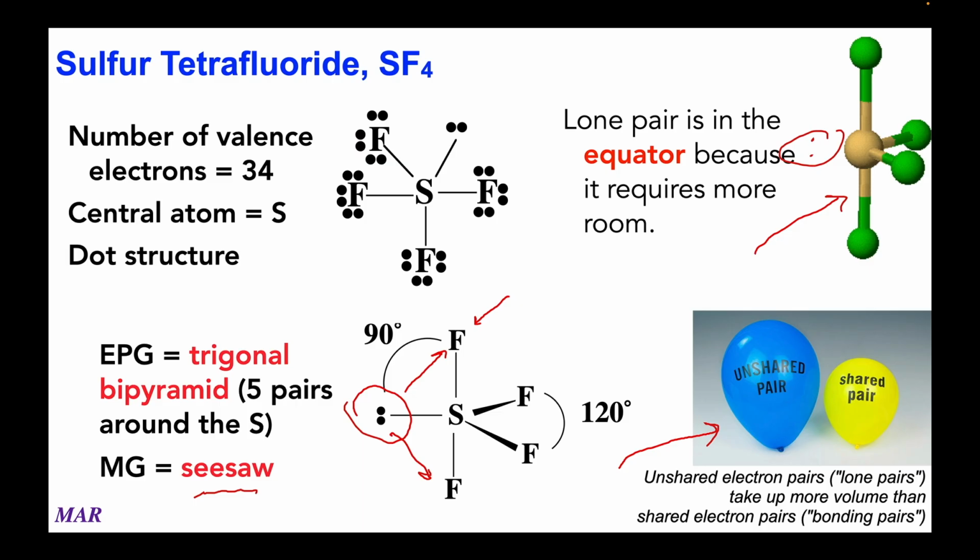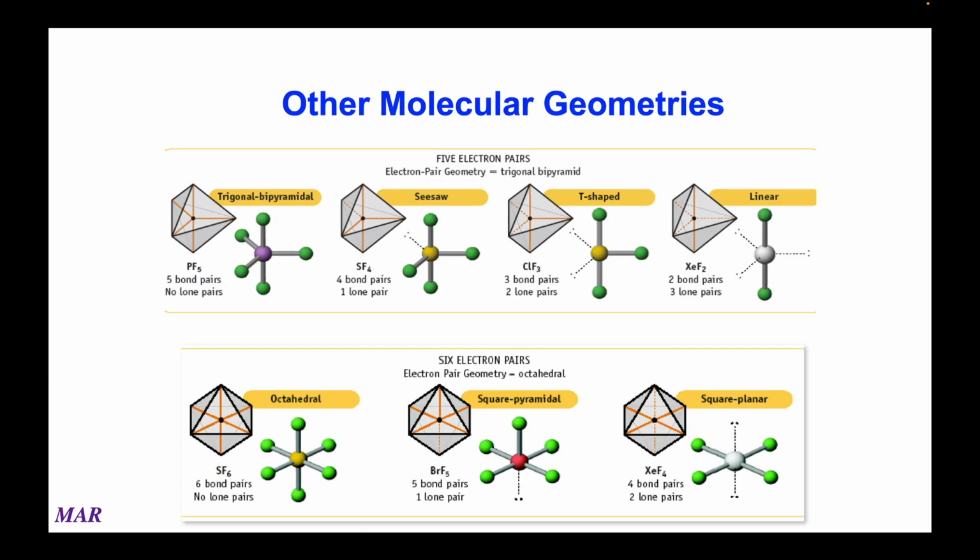So 1 lone pair goes on the equator, if you will. It's going to have then a better structure than if you put it on the top. These are the different orientations you can have for both trigonal bipyramid on the top and octahedral on the bottom. So first of all, note the first one on the left-hand side. This is a trigonal bipyramid without any lone pairs, like PF5. Then you have EPG and MG the same. So for PF5, which has no lone pairs, electron pair geometry would be trigonal bipyramid, and molecular geometry would be trigonal bipyramid. It's the same name for EPG and MG if there are no lone pairs.